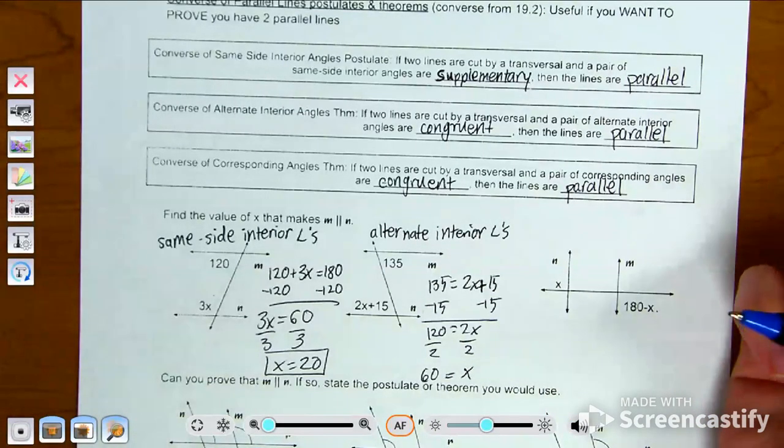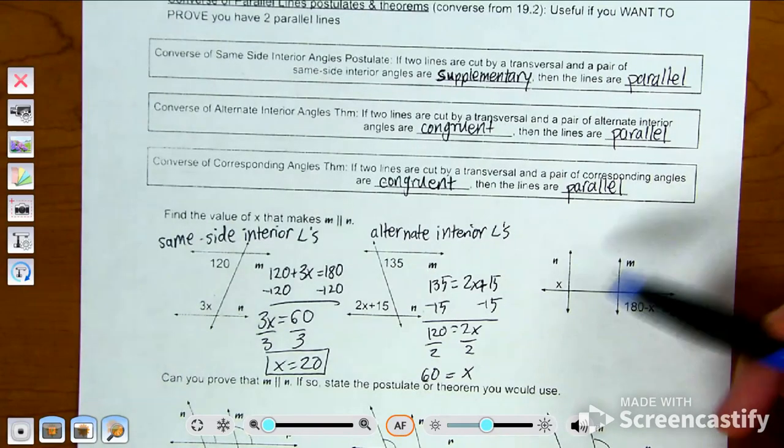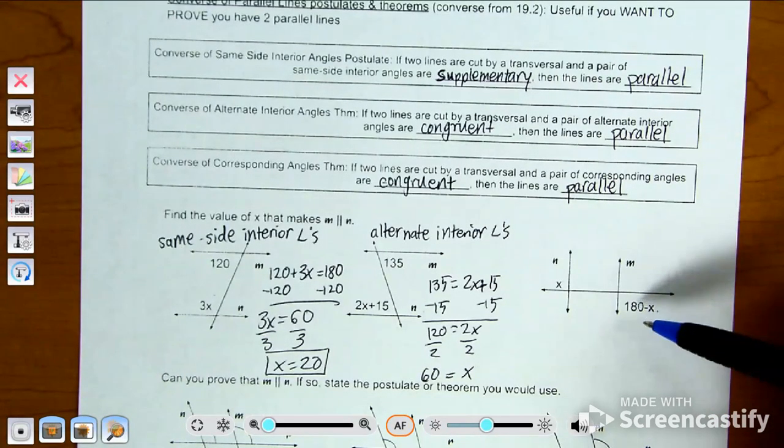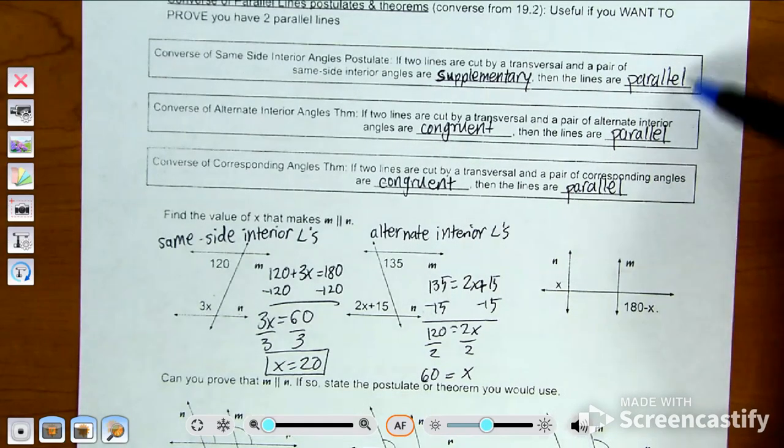Now for this last example over here, it's a little trickier because these angles would be classified as alternate exterior angles, but we don't have a theorem talking about alternate exterior angles.